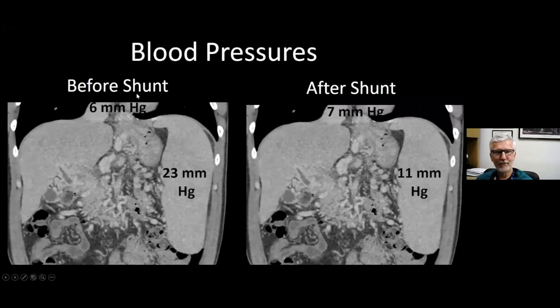Before our shunt was placed, there was a 17 millimeter gradient. After the shunt was placed, the gradient was greatly reduced for this patient, and he has not had any bleeding since we did this procedure 2 years ago for this patient.